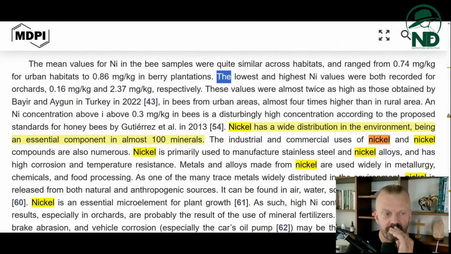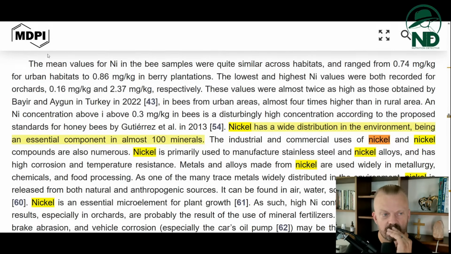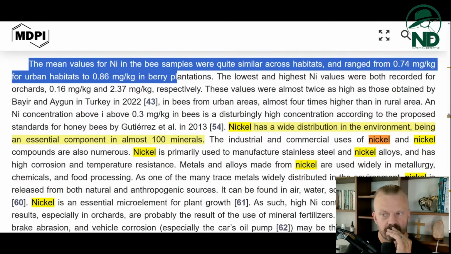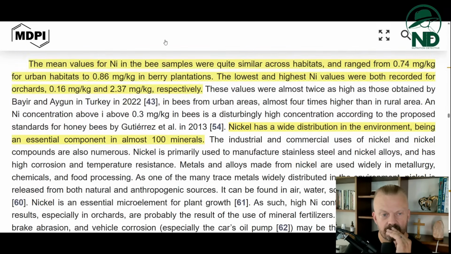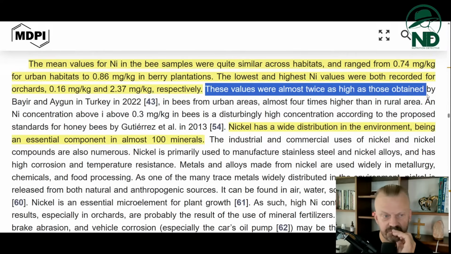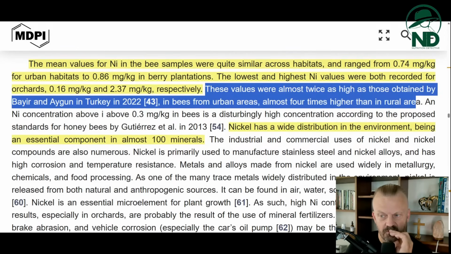Were both recorded for orchards: 0.16 milligrams per kilogram and 2.37 milligrams per kilogram, respectively. These values were almost twice as high as those obtained by Bayer and Agan in Turkey in 2022, and bees from urban areas almost 4 times higher than in the rural area.